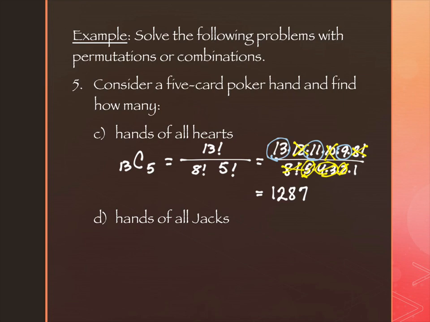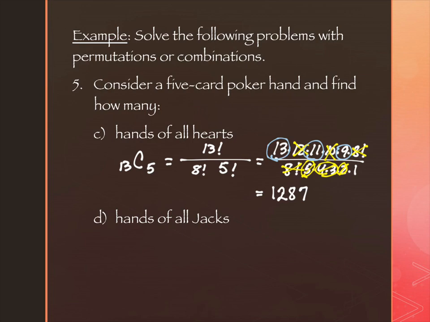Absolutely nothing. Now, that's not all of the hands that are called flush hands. That's just all of the heart flush hands. You'd also have 1287 that are clubs flushes, right? And 1287 that are the spades flushes and 1287 that are diamonds flushes. So we'd have 1287 times 4 if we wanted to know how many flush hands there really are total. But for hearts, this is 1287.